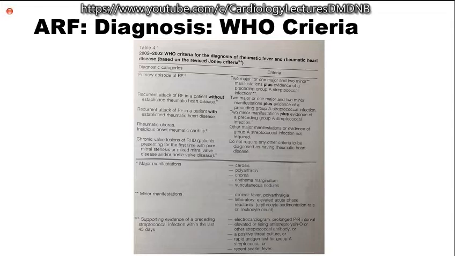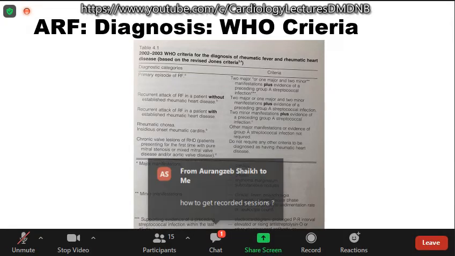And insidious onset rheumatic carditis. Here usually the patient starts with rheumatic carditis and it progressively persists, and the patient's valvular lesion may increase in intensity and new valvular lesions may appear. That is known as insidious onset rheumatic carditis.